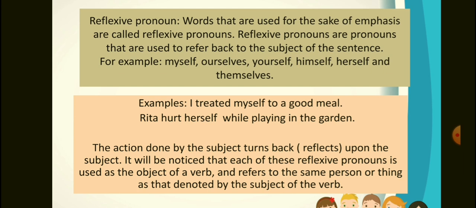The action done by the subject turns back upon the subject. It will be noticed that each of these reflexive pronouns is used as the object of a verb and refers to the same person or thing as that denoted by the subject of the verb.